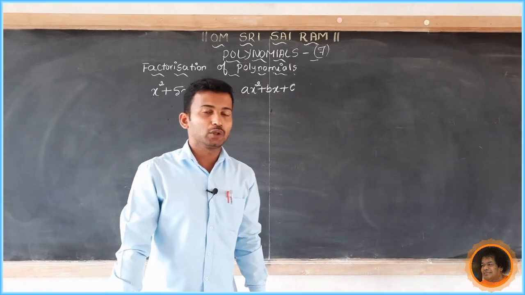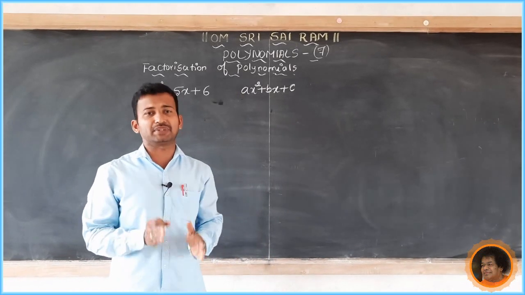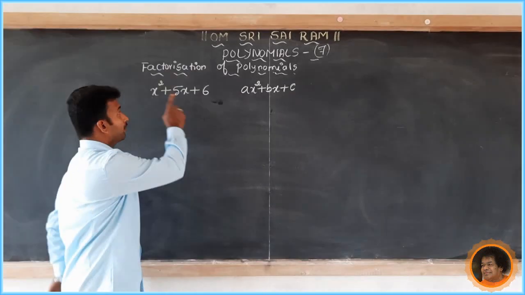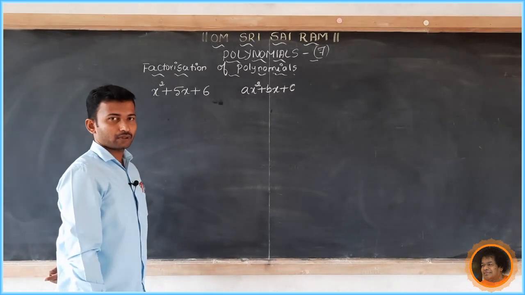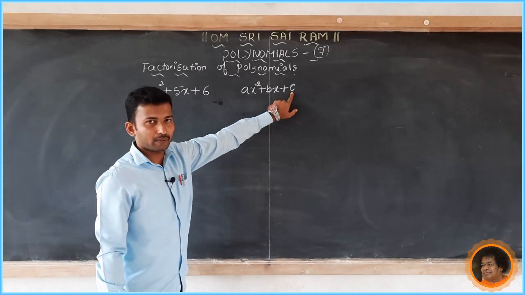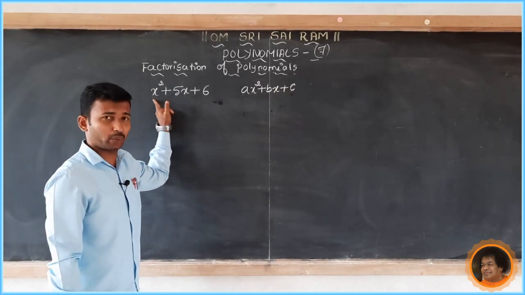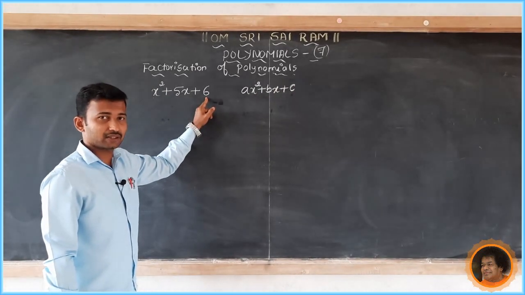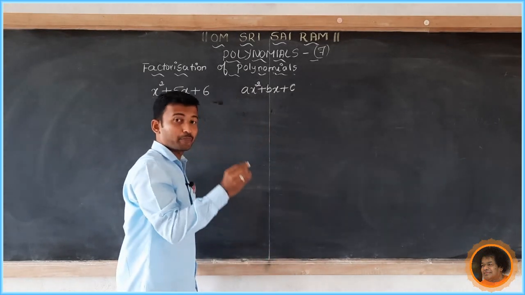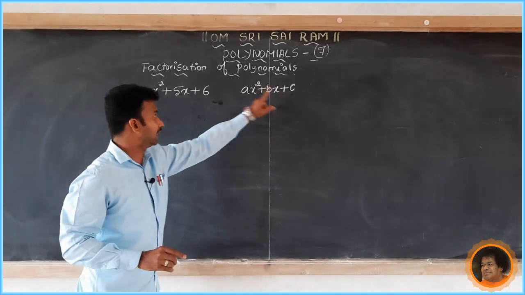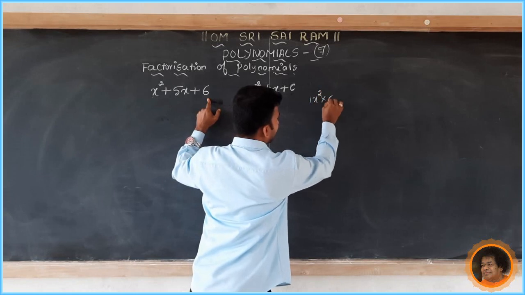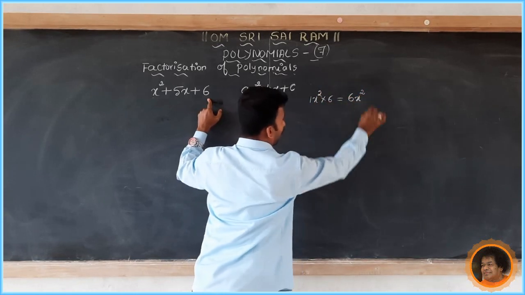Now, to factorize the polynomial, there are some steps. The first step is to find the product of the first and last term, which means the first term is ax square and the last term is c. In the question, the first term is 1x square and the last term is 6. So, what is the first step? Find the product of ax square and c, here 1x square and 6. So, the product is 6x square.